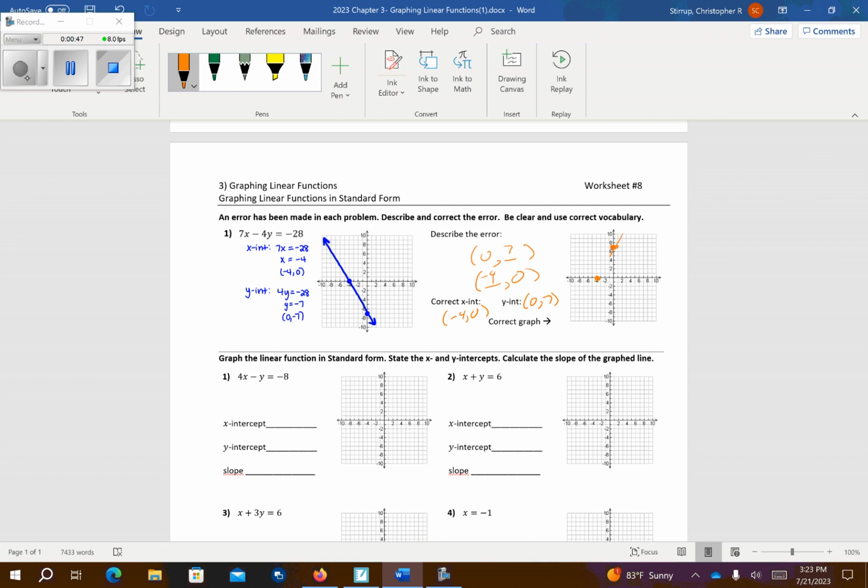And I guess it looks like they made the error right here. They had that as a negative 7. It should have been a positive 7.